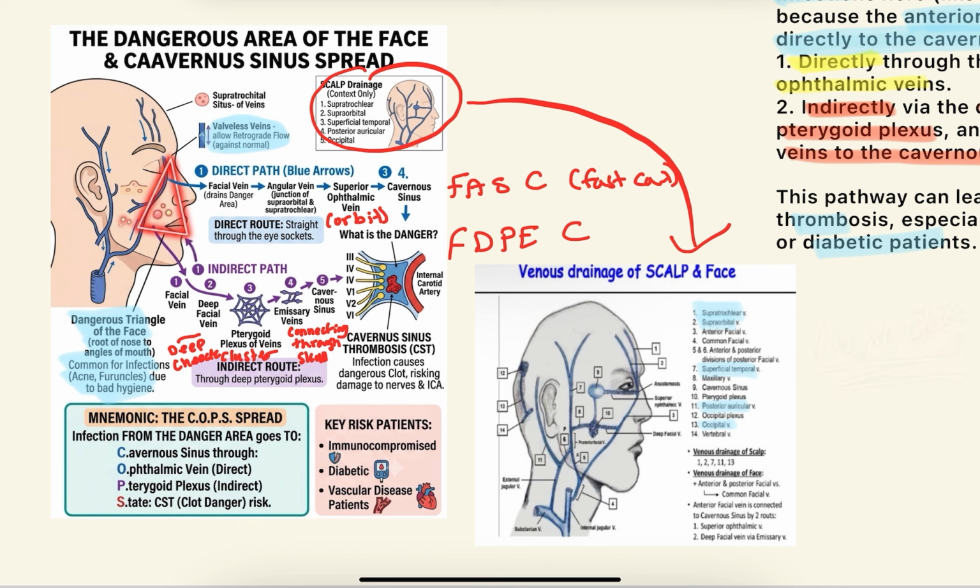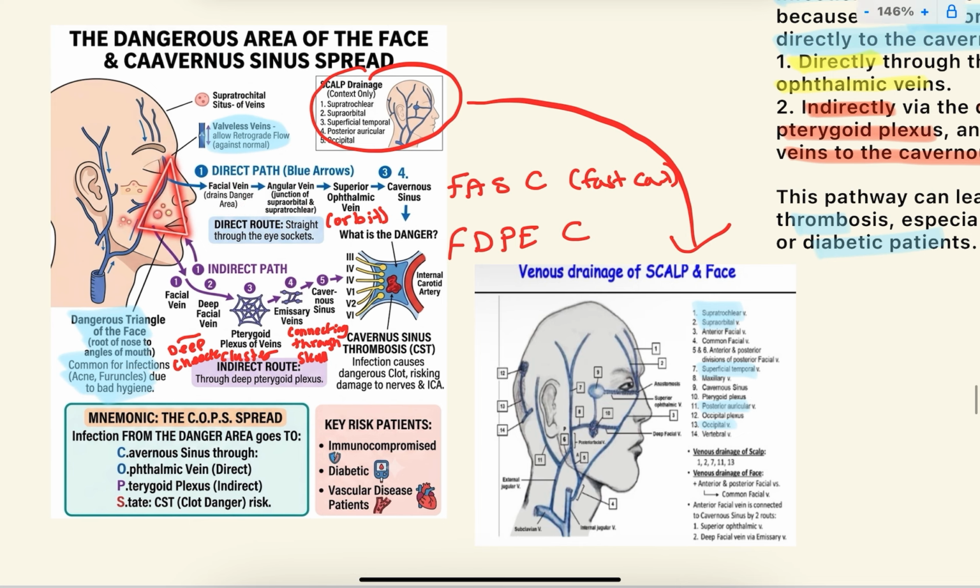Meaning they allow retrograde flow against normal, meaning it's easy to have an infection that will spread because it doesn't have the door that stops it from going back. They are valveless. Now, how can this infection happen in the dangerous area? It can either happen directly going through the eye or indirectly going through the pterygoid plexus. So if it's going directly through the eye, it will pass through what first? Through first the facial vein, and then it will go to the angular vein.